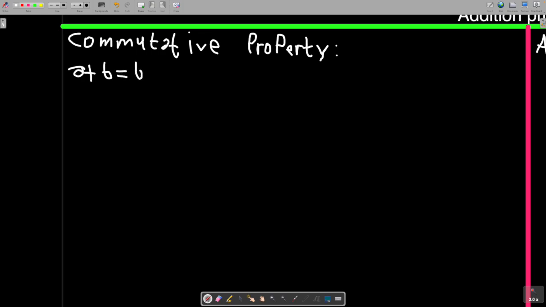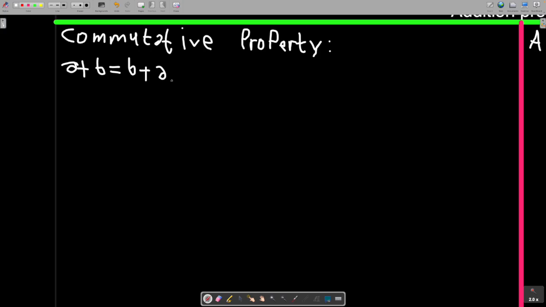Now what does this mean? This means if you add two numbers and swap them, it doesn't matter. It doesn't matter the value. So for example, let's plug in values: a equals 3 and b equals 6. So you have 3 plus 6 equals 6 plus 3.